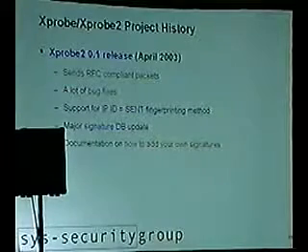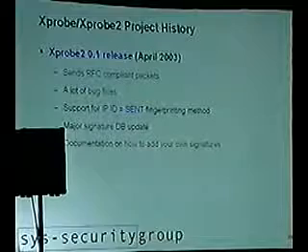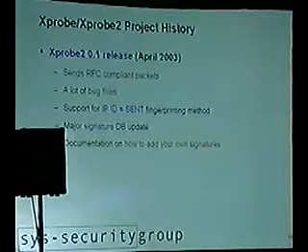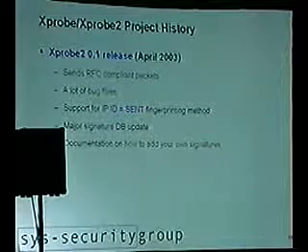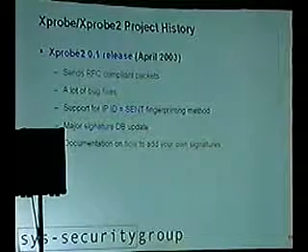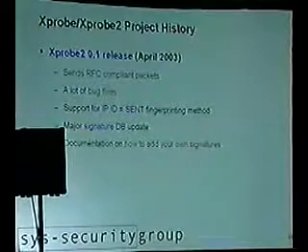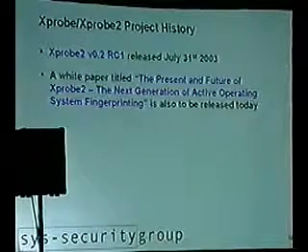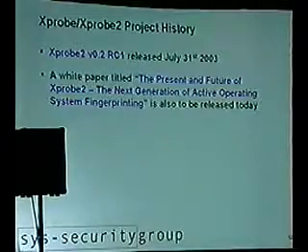The 0.1 release sends RFC-compliant packets. There is no more Xprobe 2 in the payload. We went through a lot of bug fixes. We added a lot of signatures, and we also support the IP ID equals sent fingerprinting method, which if you want to learn about is outlined on my website. Xprobe 2 0.2 RC1 was released yesterday, as well as the white paper.